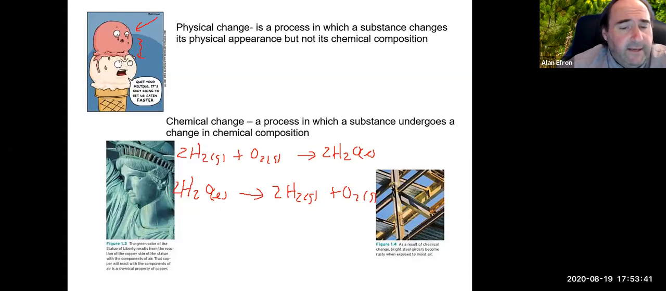And that is different than if we take something like ice, for example, and heat it up and get liquid water, and we continue to heat it up and we get steam.